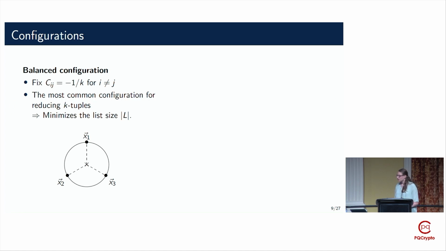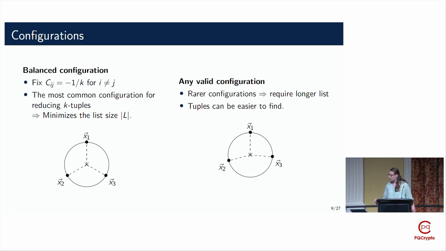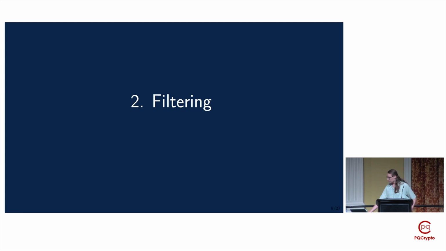Just a word about the choice of the configuration. We can choose a balanced configuration, so the vectors of the tuple are well distributed all over the sphere. This choice allows us to minimize the list size, so it minimizes the memory. But we can choose any valid configuration. In this case, we will need higher memory, but for some particular configurations, the tuples can be easier to find. So here we have a higher memory but better time, and it is a good way to improve the time-memory trade-offs. So now let's talk about filtering.